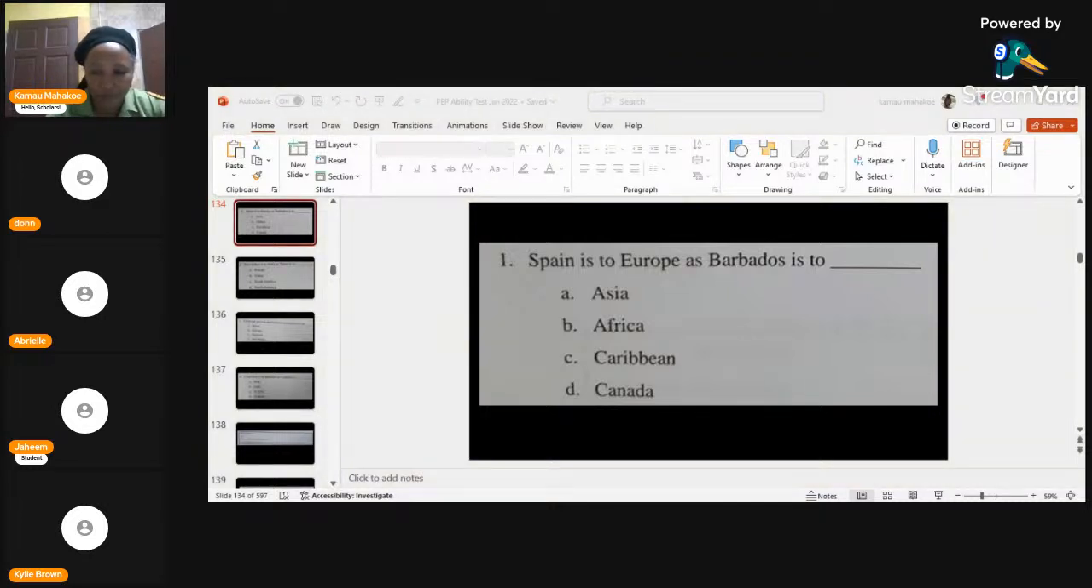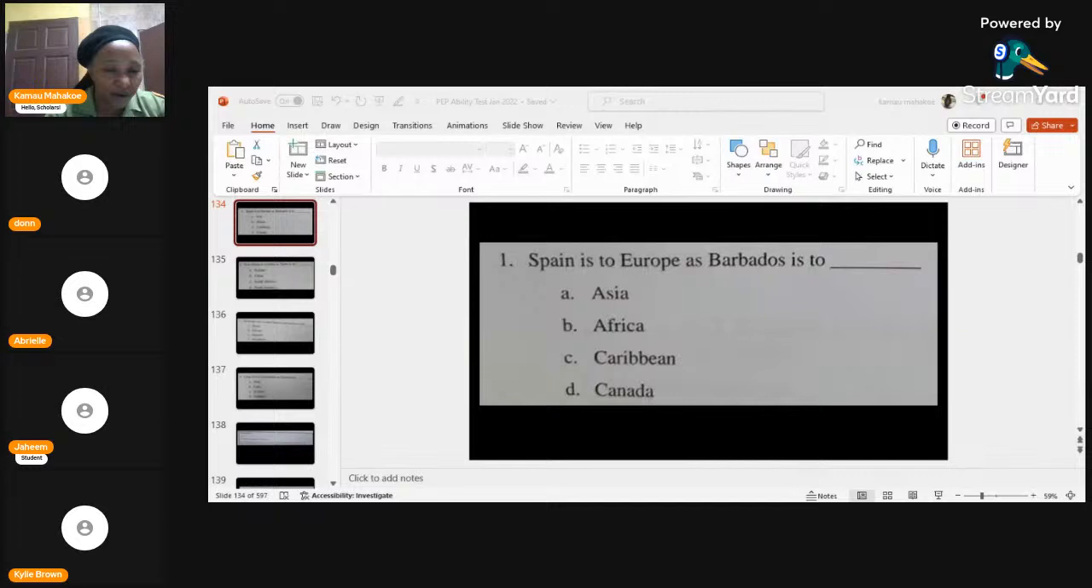Miss, Spain is in Europe. All right. So, Europe is the region, in this case, the continent, right? But it's the region that Spain is in. So now we need to find the same relationship. Barbados is in which region? We know it's an island, so it's not on a continent, but which region do we associate Barbados? Miss, I think it's Caribbean.